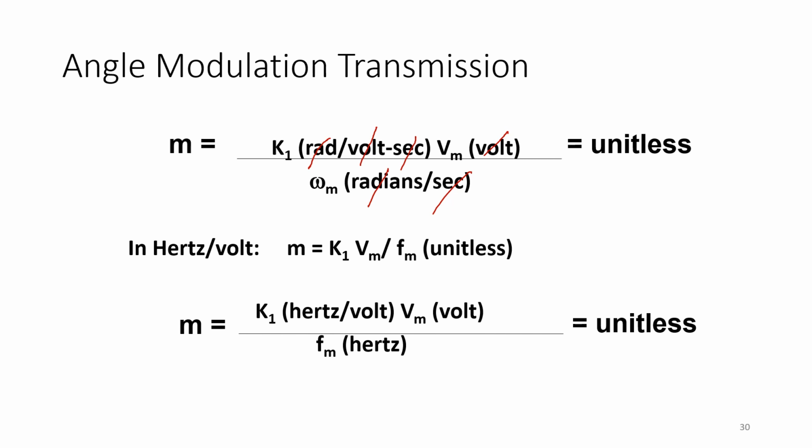So our m is equivalent to k1 Vm over fm. K1 is in hertz per volt, and fm is in hertz. Likewise, volts will cancel out, hertz will cancel out, leaving our modulation coefficient for FM to be unitless. It is used only to describe the depth of modulation achieved for a modulating signal with a given peak amplitude and radian frequency. Deviation sensitivity can also be expressed in terms of hertz per volt, like in this example.